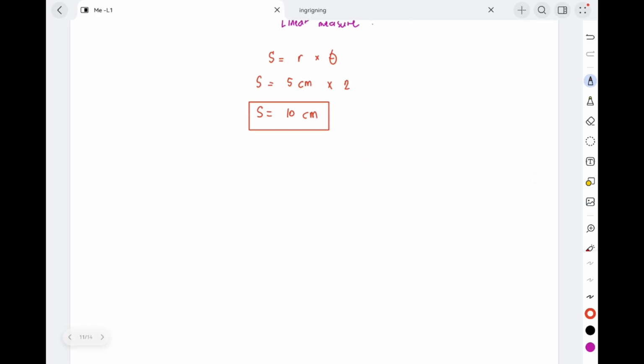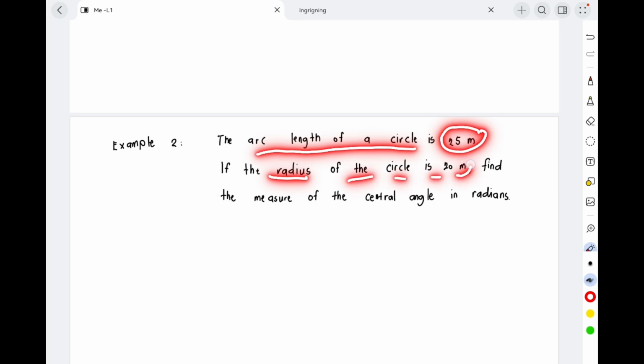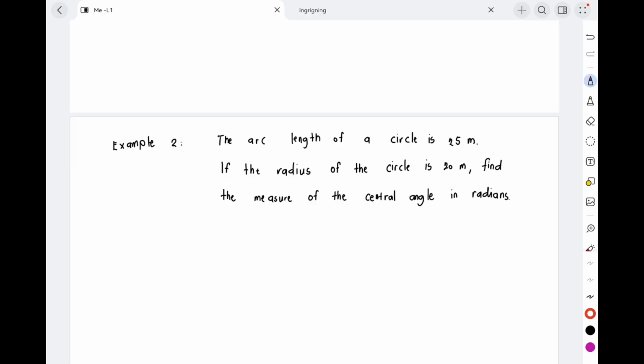Alright, so for the next question, the arc length of a circle is given as 25 meters. If the radius of the circle is 20 meters, find the measure of the central angle in radians. Okay? So our given here is for the arc length, it measures 25 meters. For the radius, it is 20 meters. And for the central angle, that is the missing part here. So what we are going to look for again is the central angle, or the angle measure.